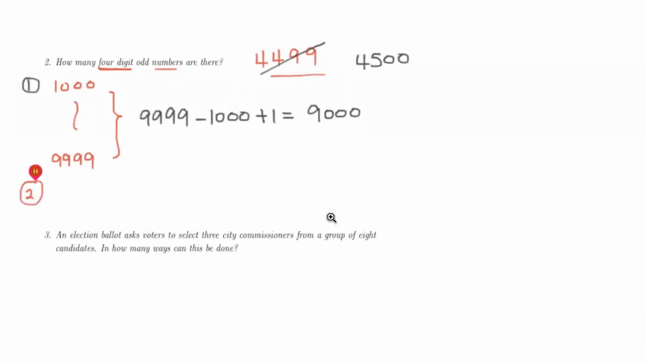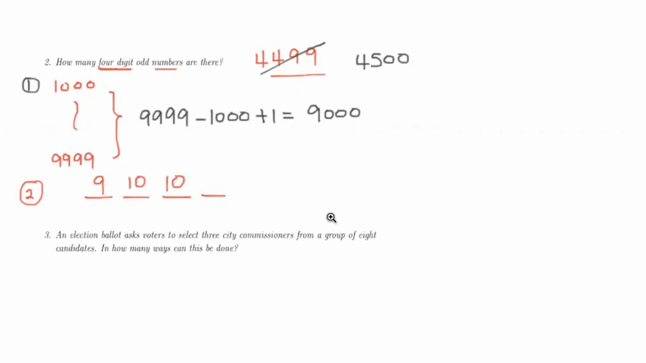Number 2, 4 digits: 1, 2, 3, 4, 4 digits. To be 4-digit, the first digit cannot be 0. It has to be 1 through 9, so there are 9 choices: 1, 2, 3, 4, 5, 6, 7, 8, 9. You cannot have a 0 for the first digit. For the second and third digits, there's no restriction, so there are 10 ways and 10 ways.